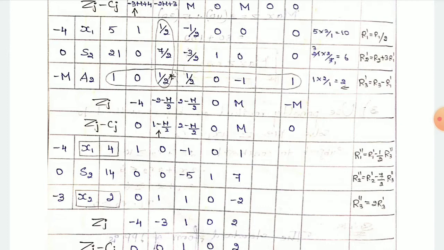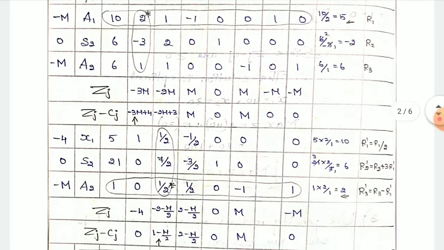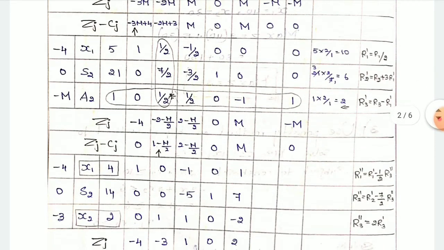So now we have to calculate the ZJ minus CJ value. Minus 4 minus of minus 4 is 0. Here we have minus 2 minus m by 2 minus of minus 3, so we have 1 minus m by 2. The next is 2 minus m by 2, as it is. Then 0, m, and the last thing is 0.